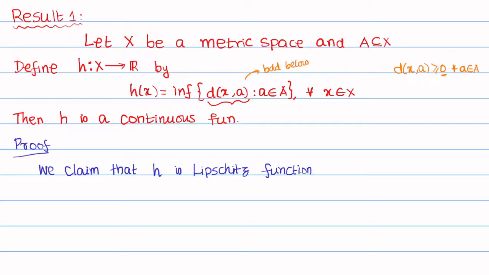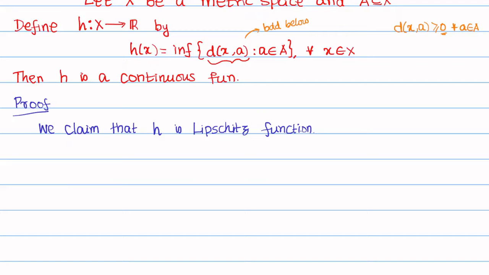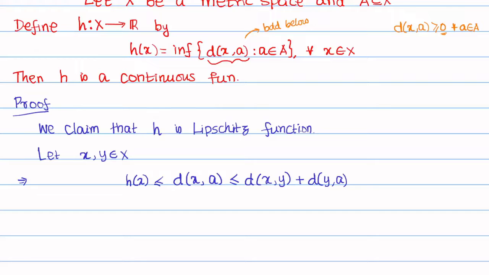How to prove this is very simple. Let x comma y belong to capital X. Then we know that the distance between x comma a is less than or equal to the distance between x comma y plus the distance between y comma a. And note that d of x comma a is always greater than or equal to h of x, correct? Because h of x is the infimum of all these values, therefore h of x will always be less than or equal to this.